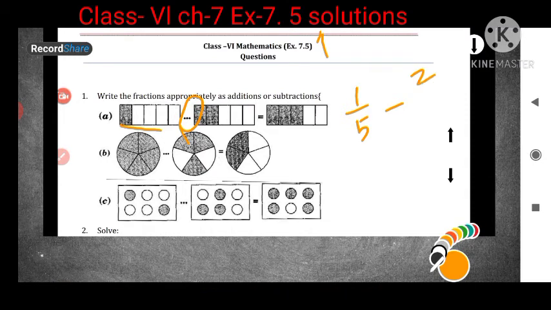Then the next is 2 upon what? And the total is 5, isn't it? 2 upon 5. Now this is equal to what is given? 3 upon 5. So will the blank be plus or minus? The blank will be plus. If you add, then out of 5 we have 1 part, and again out of 5 we have 2 parts. So this 2 and this 1 will give how many parts? 3 parts out of 5. So in the blank we have to write plus.